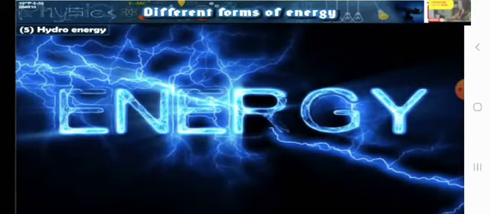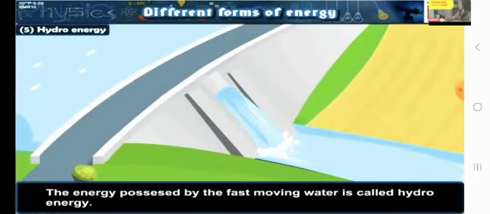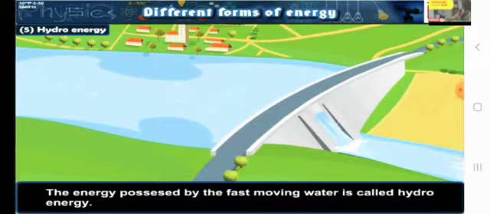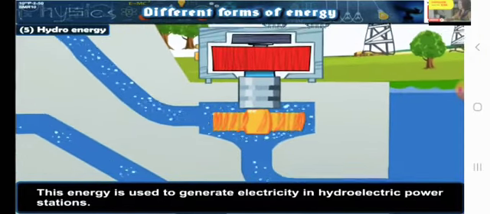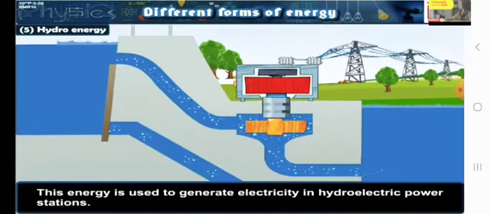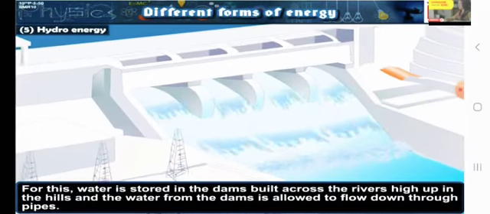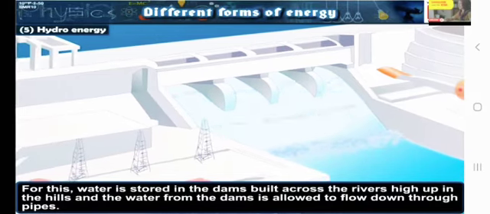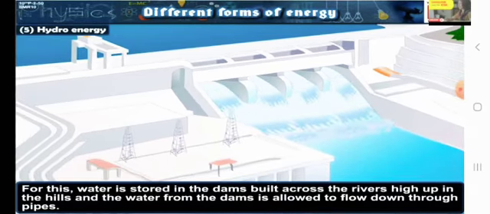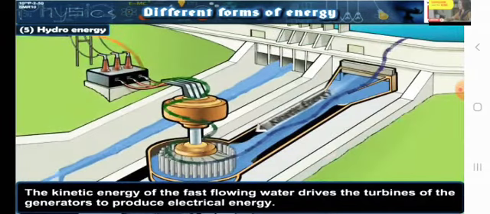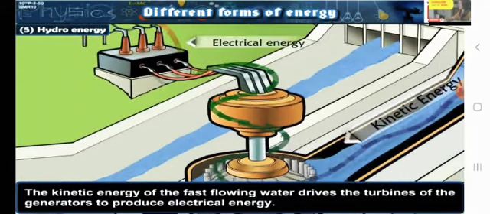Five, hydro energy. The energy possessed by the fast-moving water is called hydro energy. This energy is used to generate electricity in hydroelectric power stations. For this, water is stored in the dams built across the rivers high up in the hills, and the water from the dams is allowed to flow down through pipes. The kinetic energy of the fast-flowing water drives the turbines of the generators to produce electrical energy.